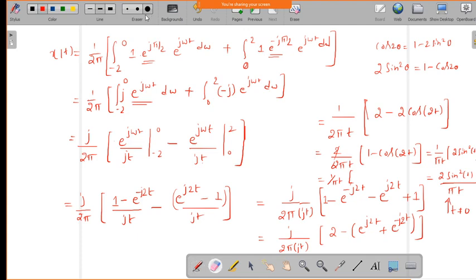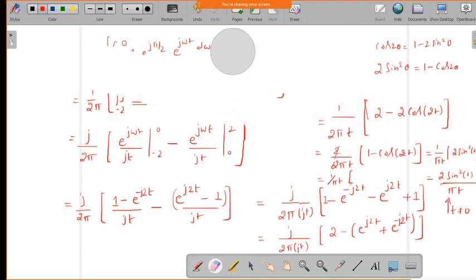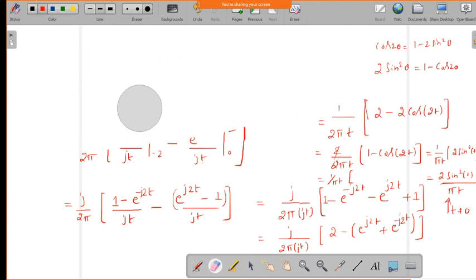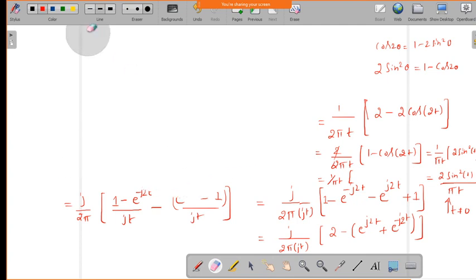If t is equal to 0, then you have to apply the L'Hospital rule again and find it out. So x of t we will get as 2 sin square of t divided by pi t, for t not equal to 0. Now for t equal to 0, we apply the L'Hospital rule and differentiate numerator and denominator separately.